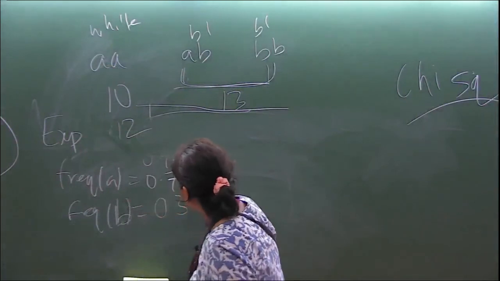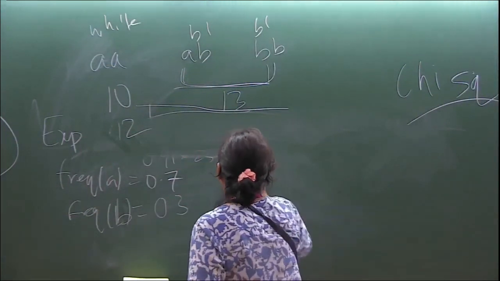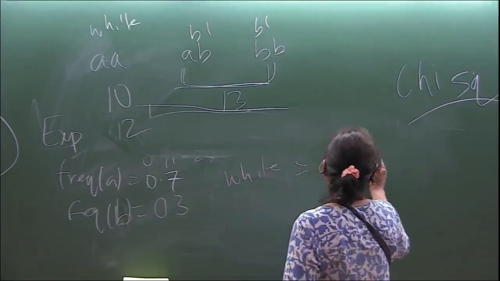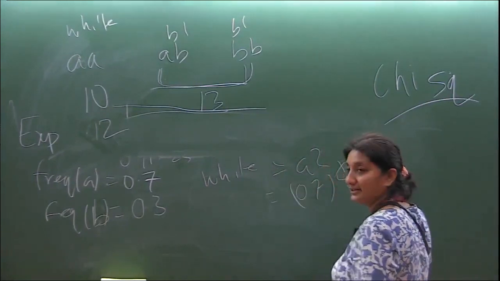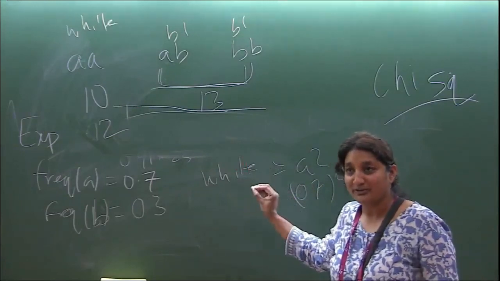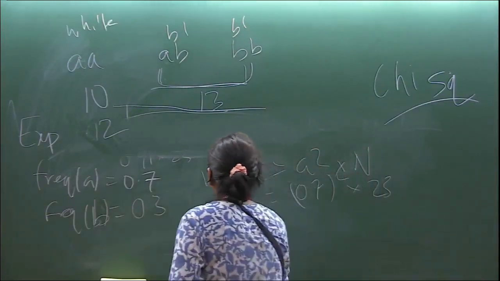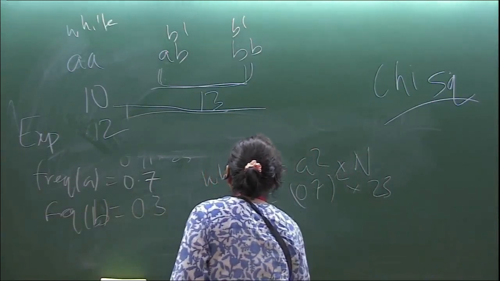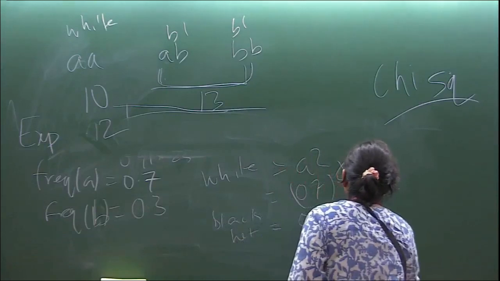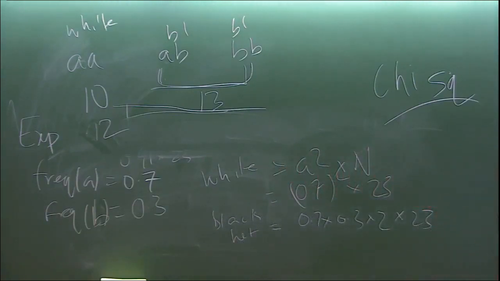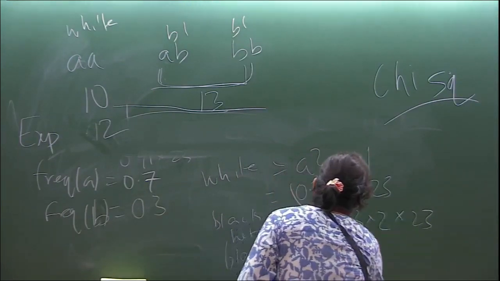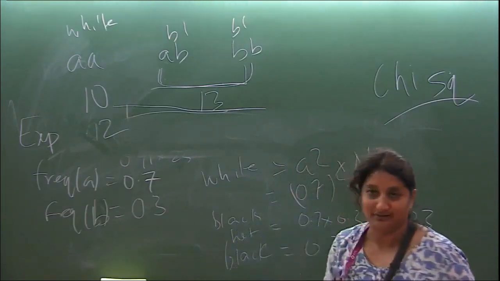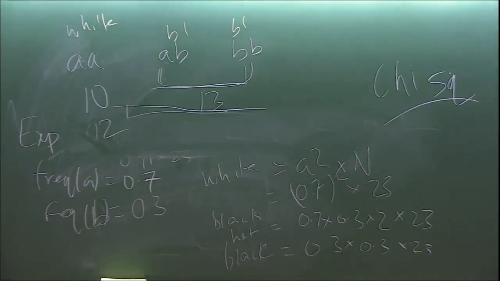Easy. Expected is whatever. For white, it should be P square into the number, which is 0.7 squared into 23. Everyone understood expected, no? There's no problem with expected? Similarly, black heterozygote will be 0.7 into 0.3 into 2 into 23, and black homozygote will be 0.3 into 0.3 into 23. Fine, this is easy. But if we are to do the chi-square test, what do we have to do?